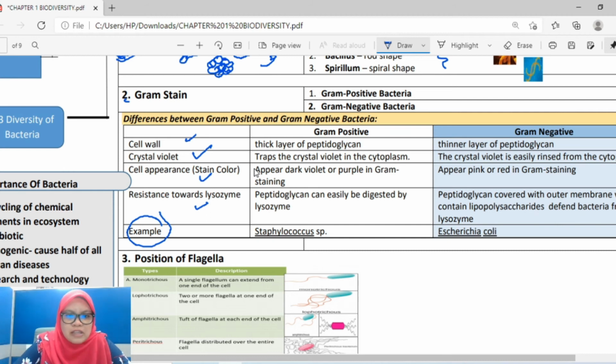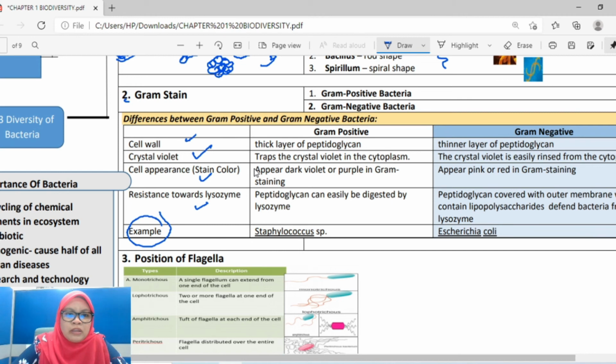So in terms of cell wall, since they are in the same domain, which is domain bacteria, so both will have peptidoglycan layer, but the difference is in terms of the thickness. For gram-positive, the peptidoglycan layer is thick. Gram-negative, the peptidoglycan layer is thinner layer.